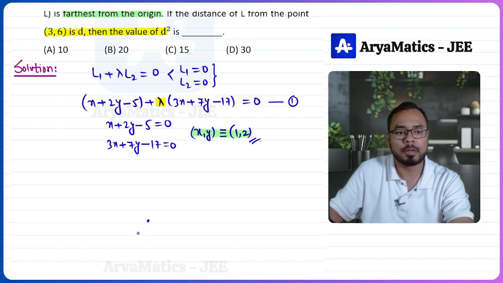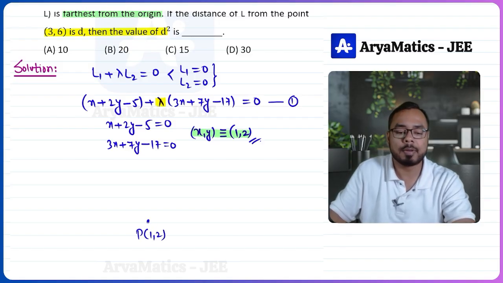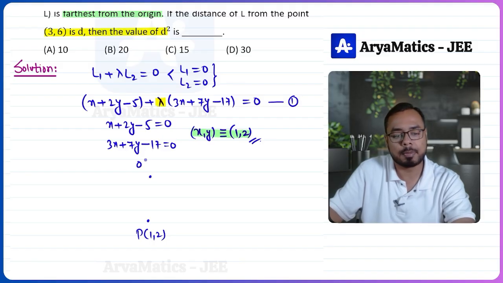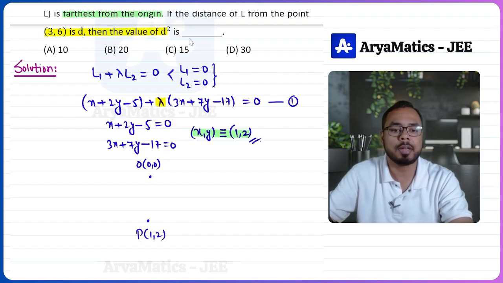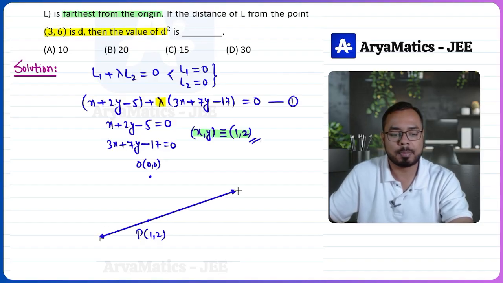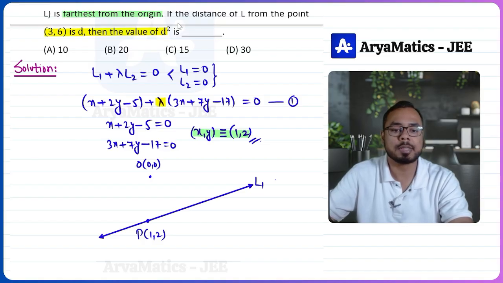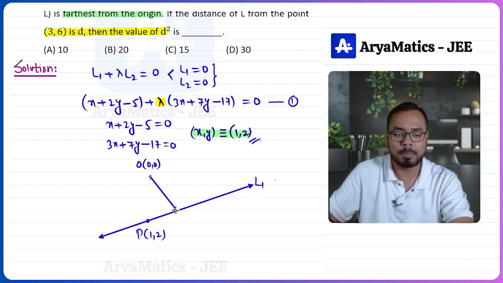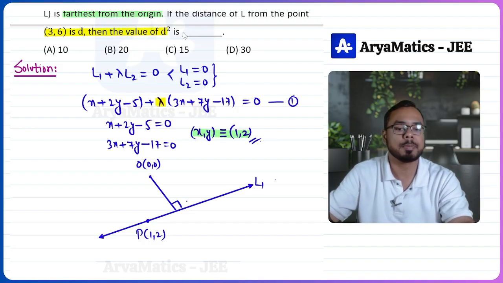Let us call this point P. The point of concurrency is this point P (1, 2). Now, there are infinite number of lines that you can draw through this point. We need that particular line which is at maximum distance from the origin. So let us draw a few lines and then try to see what is the related concept here. For example, let us say this is one line L1, which is passing through point P. Now the distance of this line from the origin is this perpendicular distance. Similarly, we can draw many other lines passing through the point.